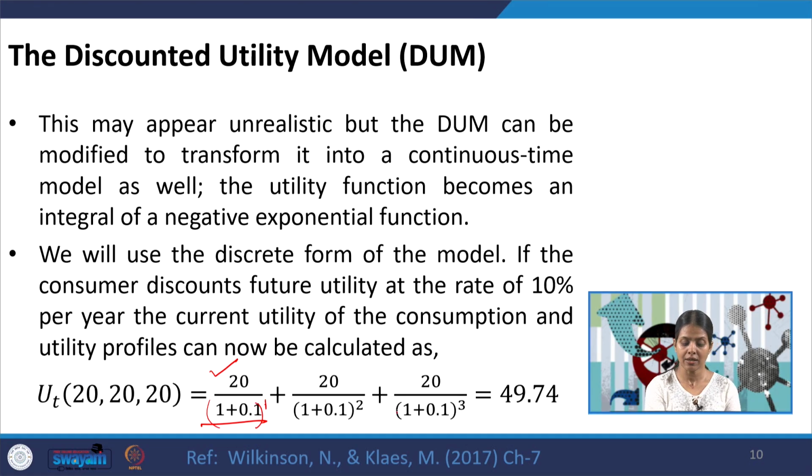Then at the end of second year we have 20 divided by 1 plus 0.1 raised to the power 2, and then this is raised to the power 3. By summing all of them, this is 49.74.